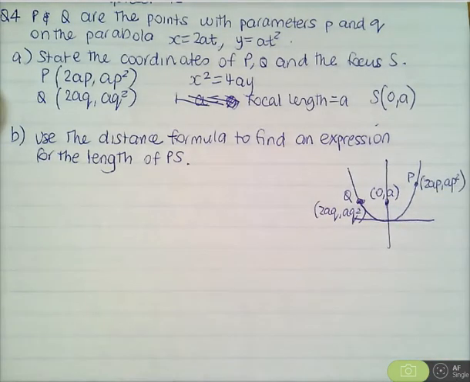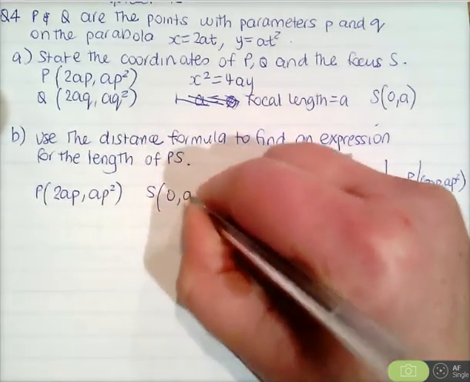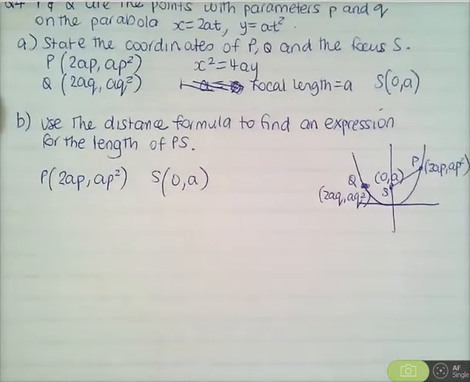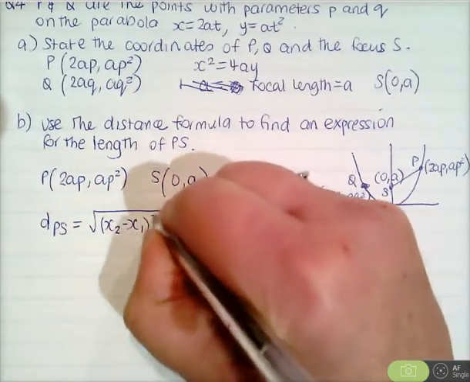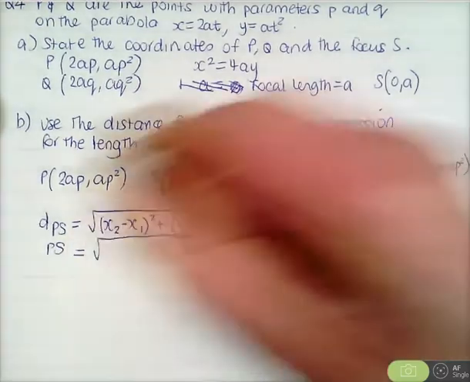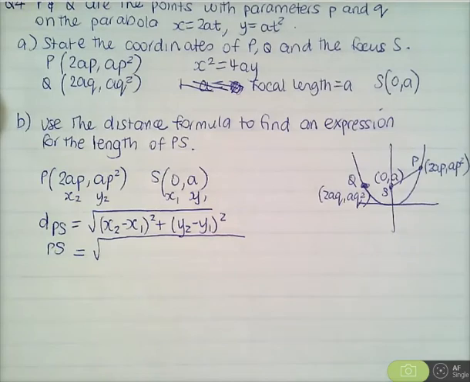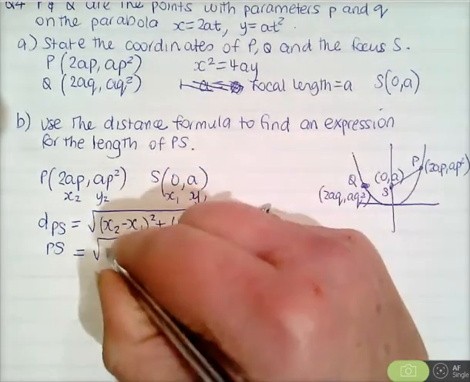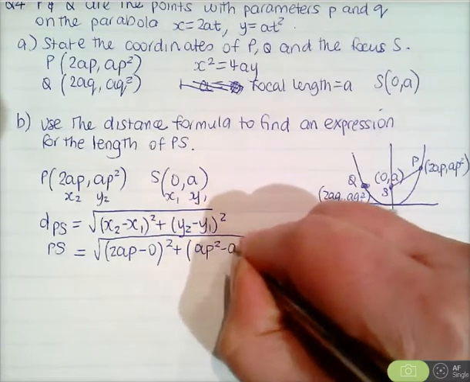Now the next question says use the distance formula to find an expression for the length of PS. So I'm just going to write down the coordinates of P. P is 2AP, AP squared, and S is the point 0, a. If you want an expression for the length of PS, you would just use the distance formula. So the distance PS is the square root of x2 minus x1 squared plus y2 minus y1 squared. I'm going to call this x2, y2, x1, y1. It doesn't matter which way you do it. So x2 minus x1 is 2AP minus 0 squared plus y2 minus y1 is AP squared minus a, all squared.